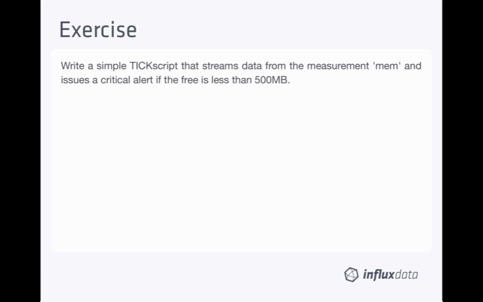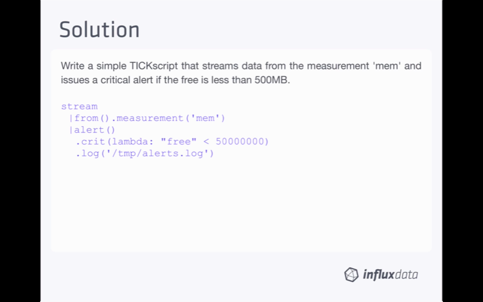Okay, let's go to the completion of the exercise here. So we would have a stream from measurement mem. So we're peeling off that stream. And then our alert condition is going to be critical, Lambda expression, free is greater than 500 million. It looks like we're missing a 0 there. And then we're going to log that to an alert file. That's one of the other outputs of Kapacitor. You can log these alerts to a file and take any kind of programmatic action you want on them there. Each one of the alerts is just going to be a line of JSON. Does that make sense for everybody? Excellent.